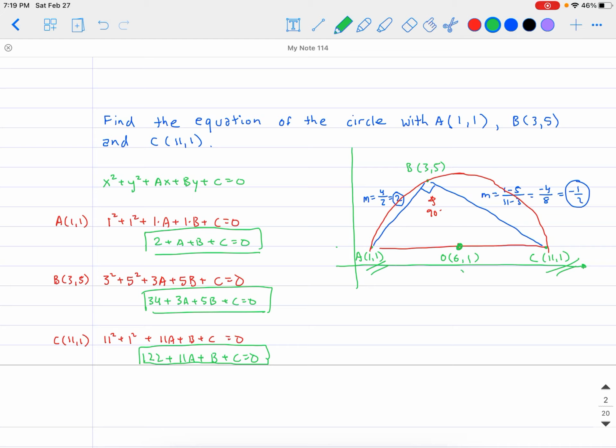As soon as you have the center, you can then find the radius, because OC is the radius, or AC is the radius. So that definitely looks like it's going to be equal to 5. So my equation of the circle is x minus 6 squared plus y minus 1 squared is equal to 5 squared. And then we can just go ahead and leave the answer like that.